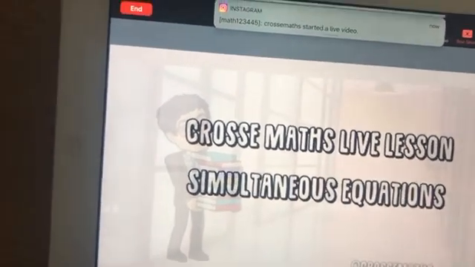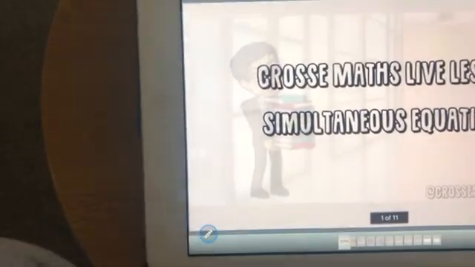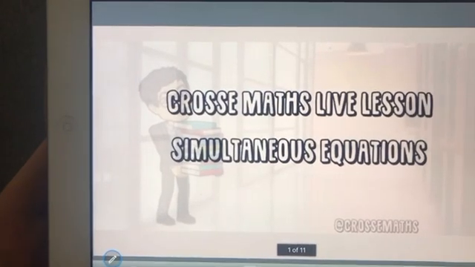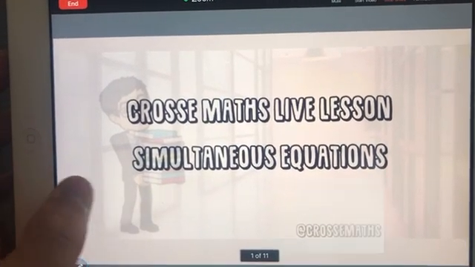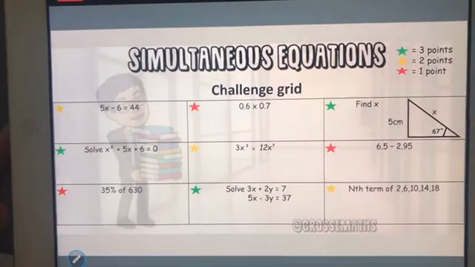Okay, we've got simultaneous equations this afternoon. Okay, not a difficult topic at all, but it's one of the more challenging ones that you will have on intermediate. Okay, when you're ready, make a start on the starter.